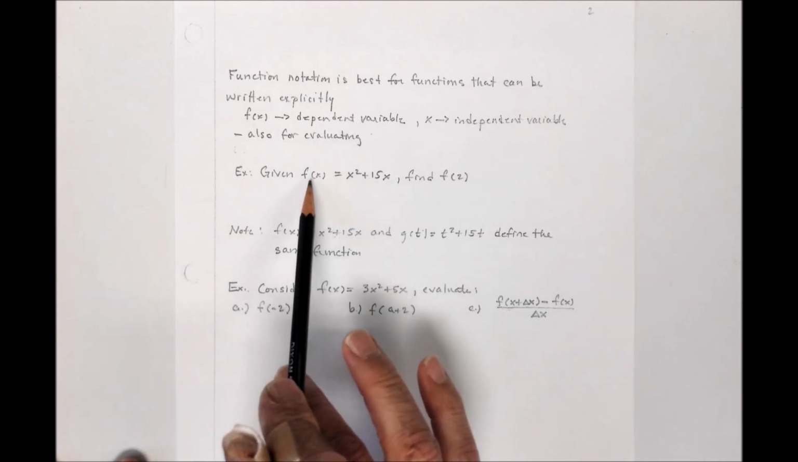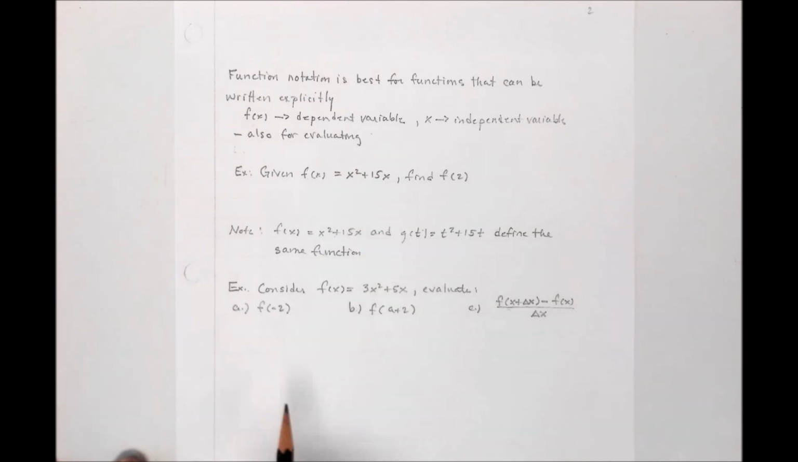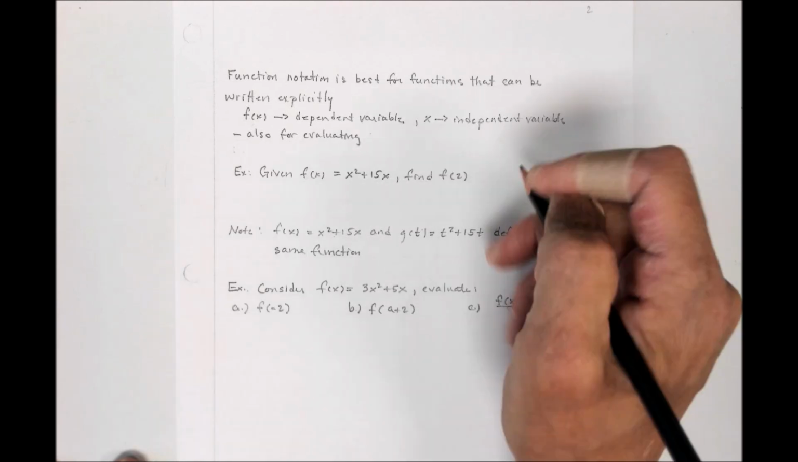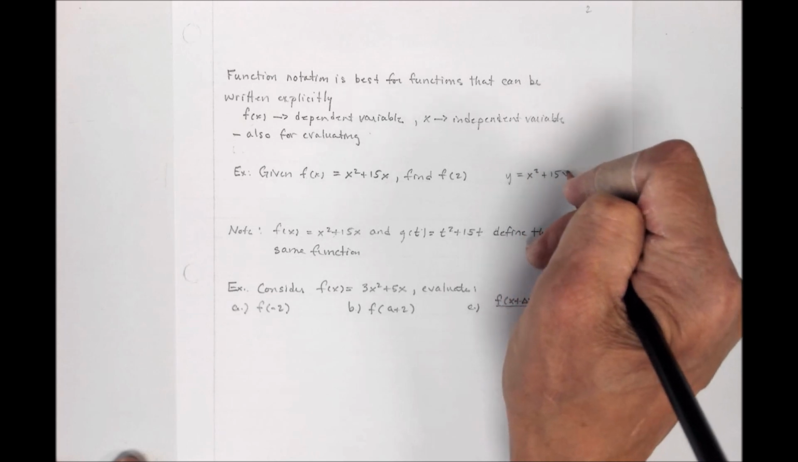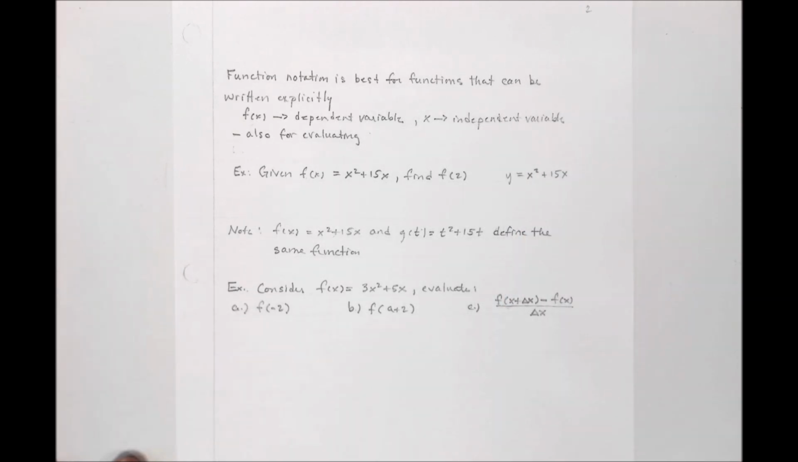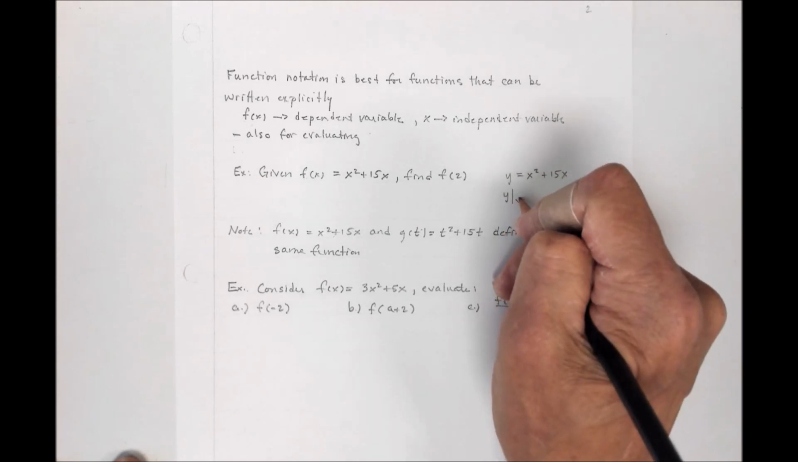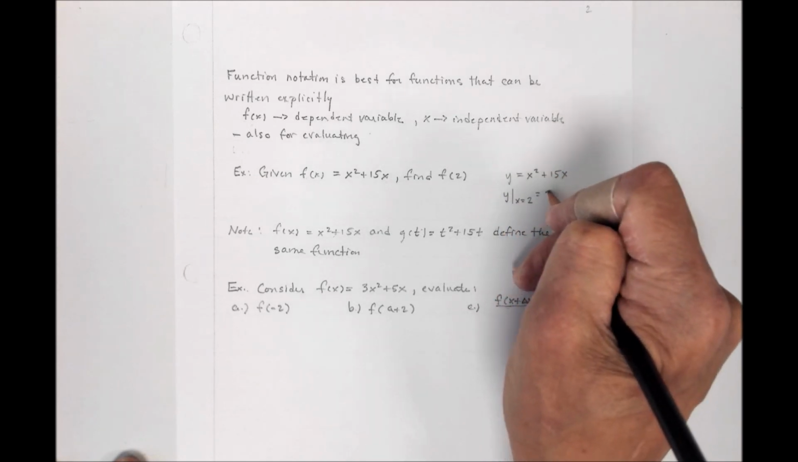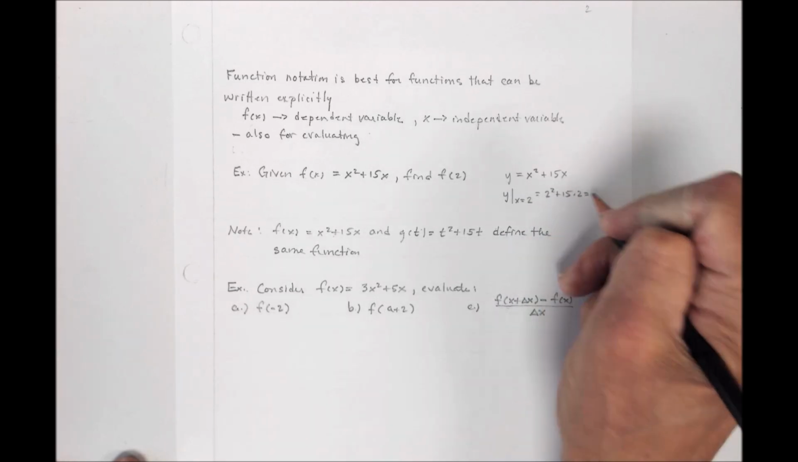Notice here, I have f of x equals x squared plus 15x. This is a function. And it asks you to find f of 2, which is a fancy way of saying what is y when x is 2. So if I had this written as y equals x squared plus 15x, I don't, but if I did have it written that way, and I asked you to plug in 2, we might write something like y when x is equal to 2 is equal to 2 squared plus 15 times 2, which we can figure out, and I believe that's 34.